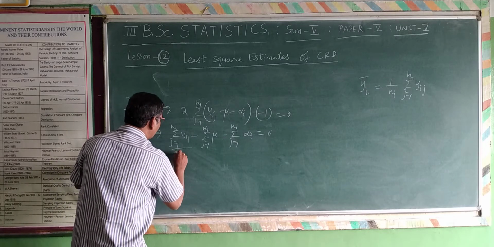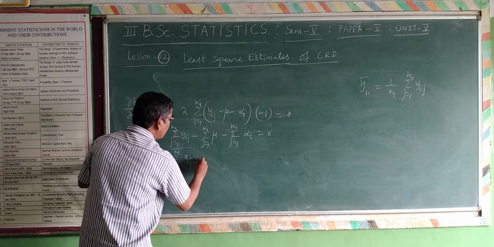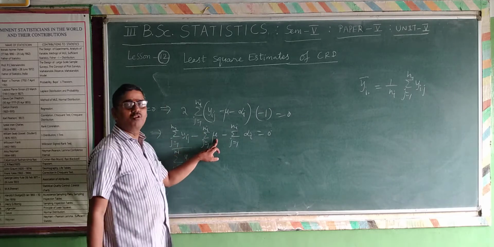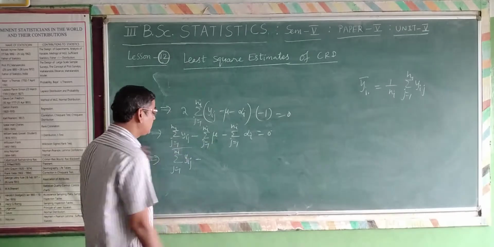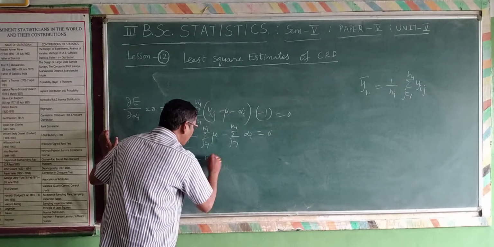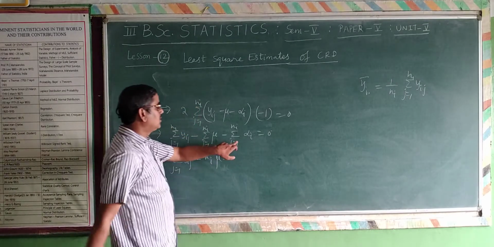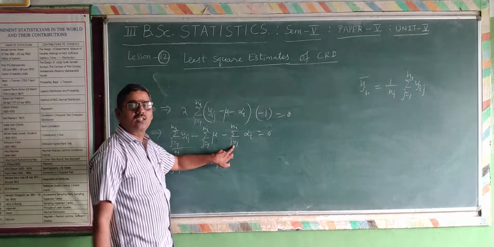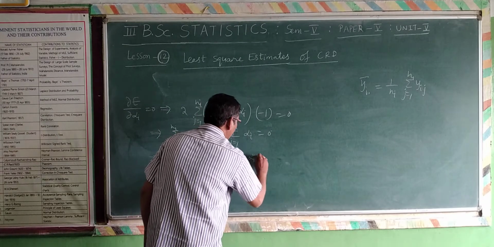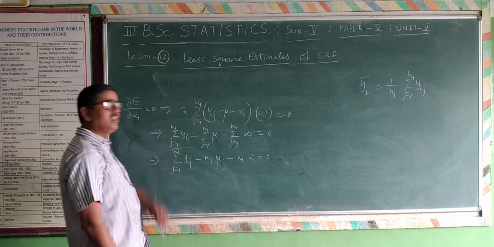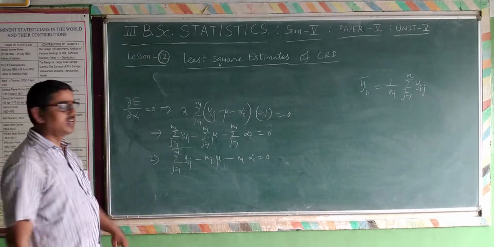Summation j is equal to 1 to ni yij minus summation j is equal to 1 to ni mu. Mu is a constant, does not depend on summation j. So therefore it is ni into mu. Minus alpha i is also constant, does not depend on summation j, so ni into alpha i. Now you divide with ni and take the term alpha i to the right hand side, right?